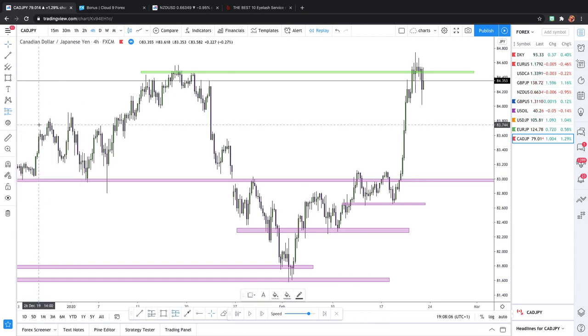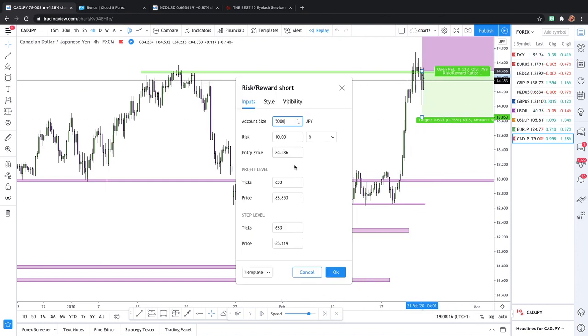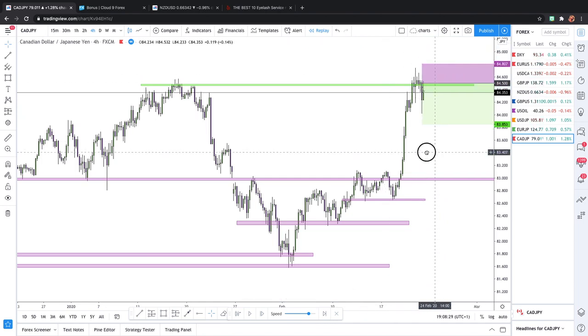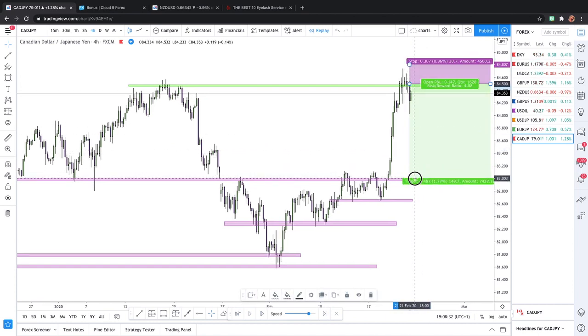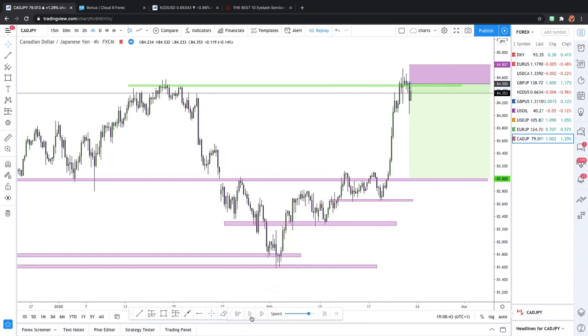Short. So let's say we enter at the 84,500, and then with our stop loss above, again 30 pips stop loss, and then our target is this first structure. Okay, so which would be at 83. Always run your numbers. Okay, so let's just see what happens.